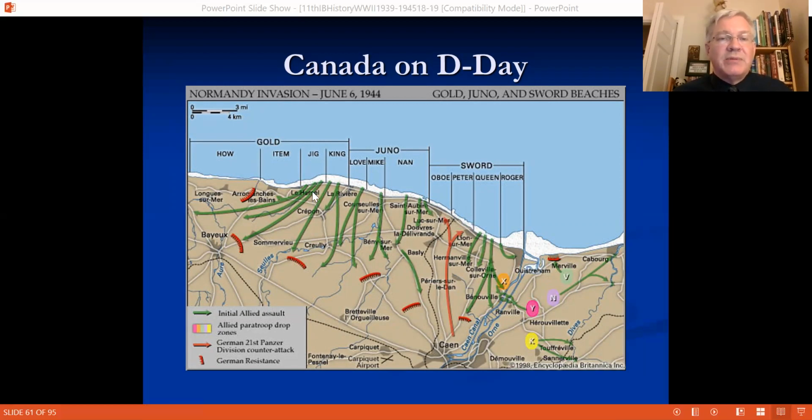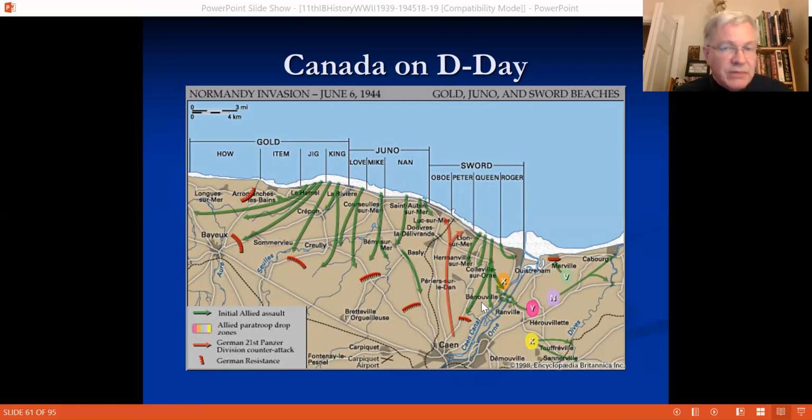Beachheads were established so that heavy equipment could be brought in, and then ultimately the British, Americans, and Canadians were able to break out of those areas, see the green lines here, and take control back over northern France, and then push on toward Germany itself, helping to end the war by the next year, when the Germans surrendered on VE Day in 1945.